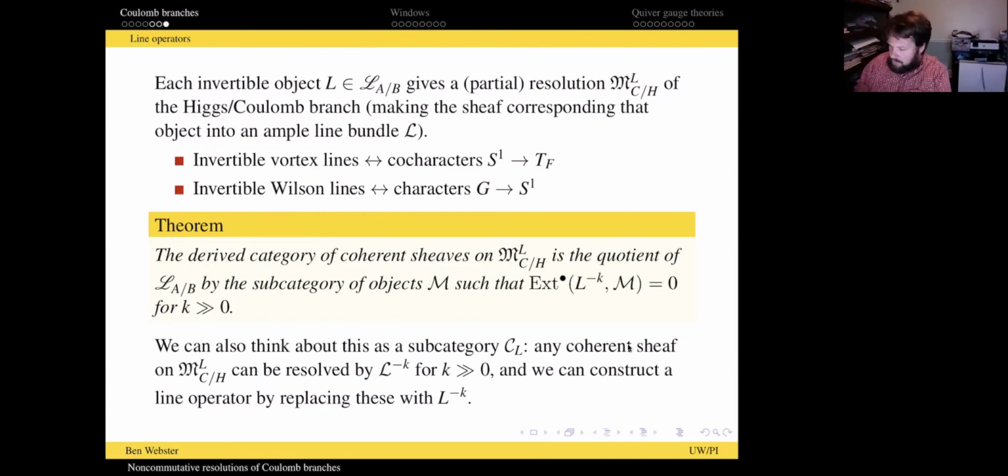And basically you do this in such a way that on your resulting partial resolution, you get an object corresponding to that line operator, and it's an ample line bundle. Basically, you construct this exactly so that it will be an ample line bundle. And you take the powers of this line and look at some hom, and that tells you the projective coordinate ring. And this is actually another interpretation of a construction that we talked about previously. So we get an invertible vortex line.